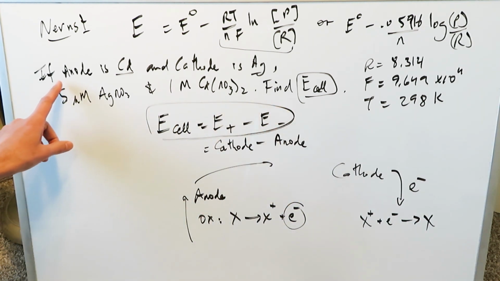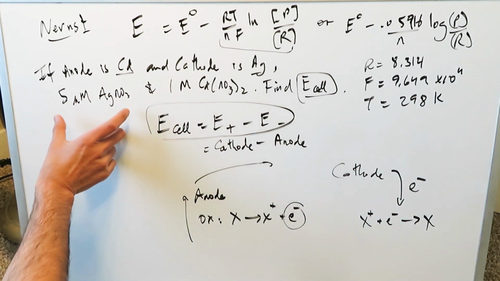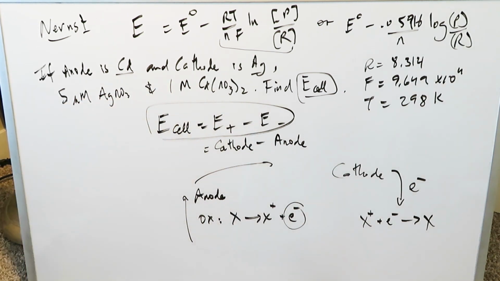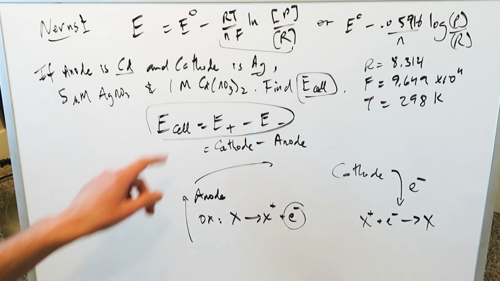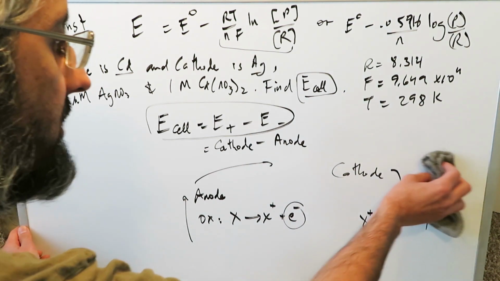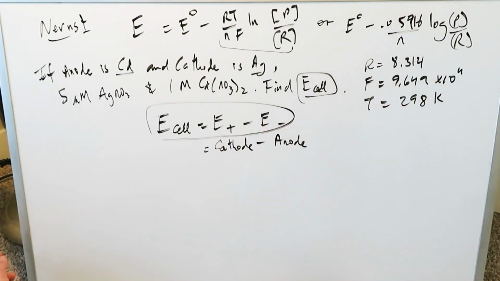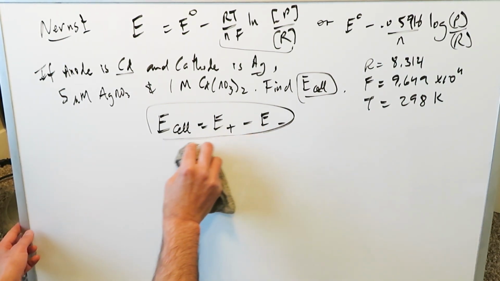What are the parameters of this question? Your anode is cadmium, your cathode is silver. You have 5 micromolar of silver nitrate in your cathode solution. You have 1 molar of cadmium nitrate in your anode solution. We have to find the potential of this entire cell. I'll show you how you go about doing it. Remember, your positive electrode is your cathode, your negative electrode is your anode. You keep that in mind.